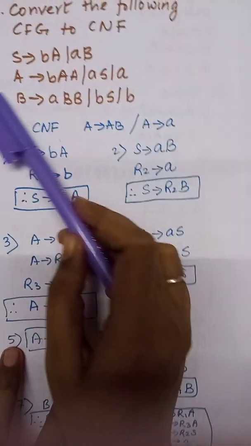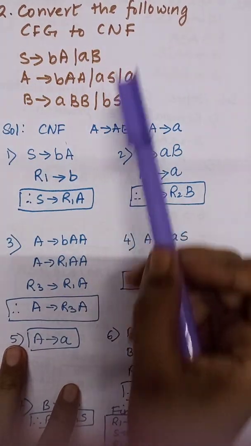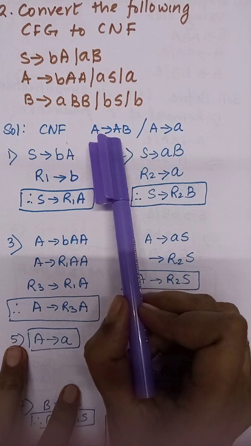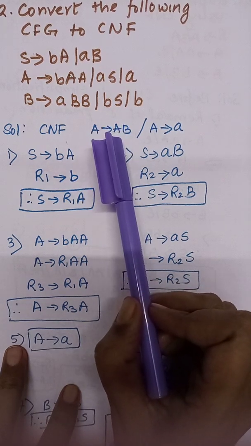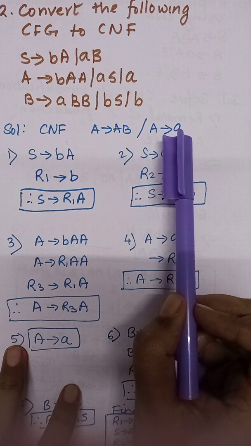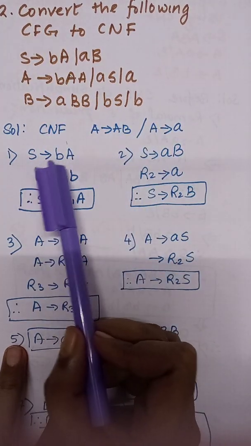So now, given the grammar, we have to convert it into CNF. The first step is that the right-hand side should contain only two non-terminals or a single terminal. So from the first grammar, S is producing BA.